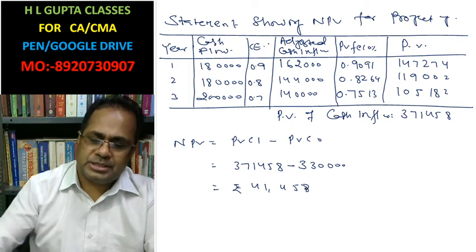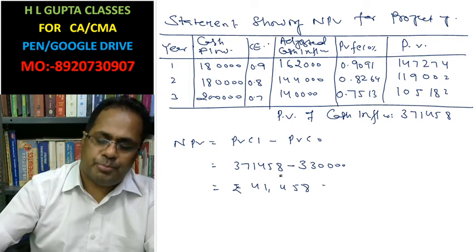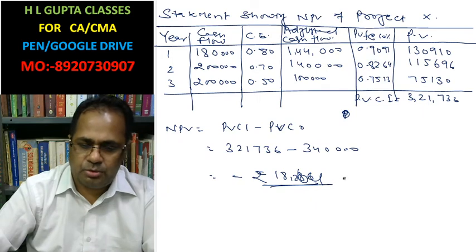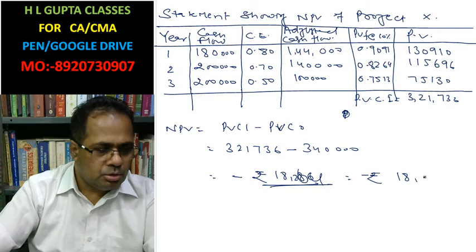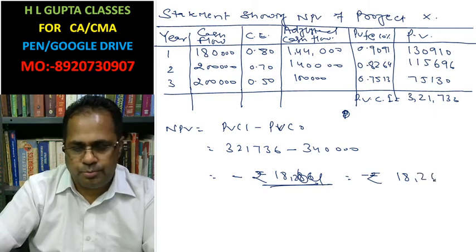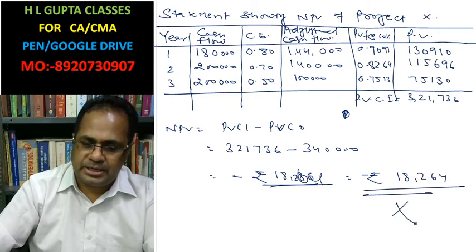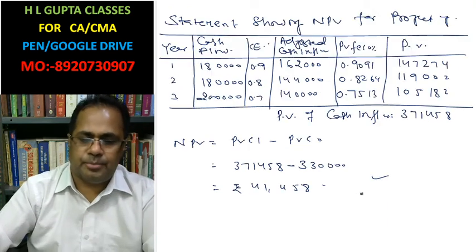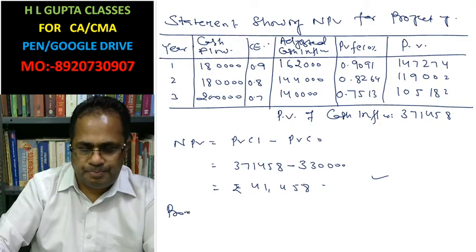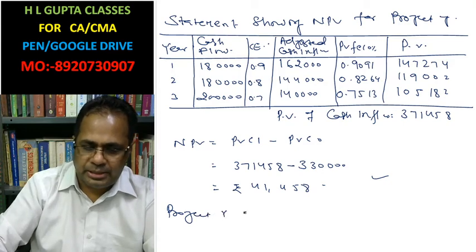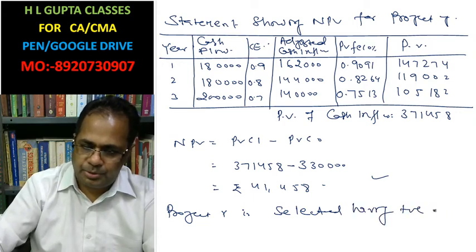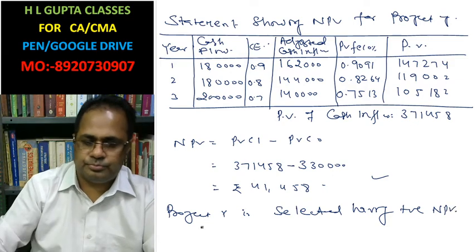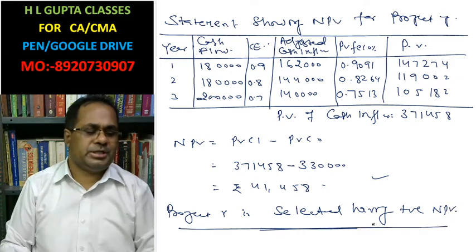Now in this case this is the positive net present value, and project X has the negative net present value, that is minus 18,264. Project X is rejected and project Y is selected, having positive net present value.